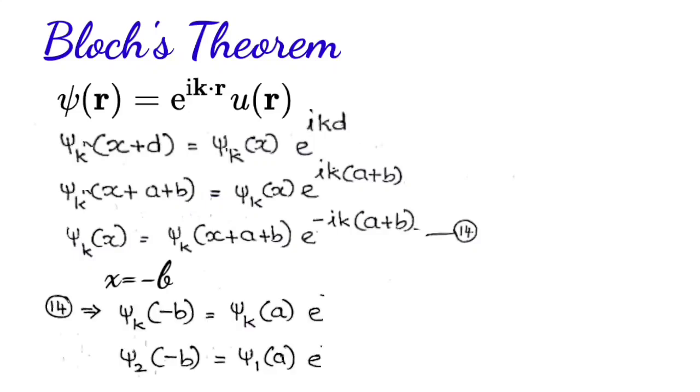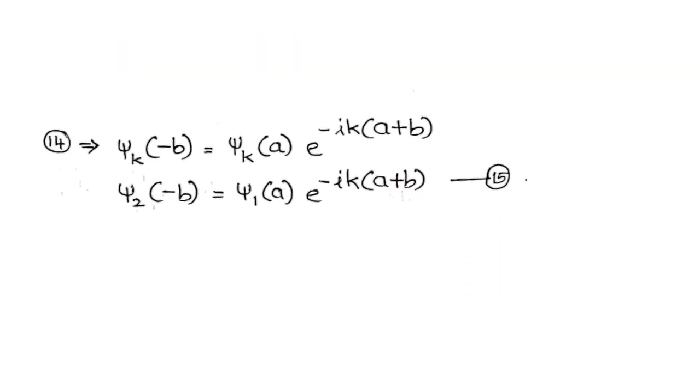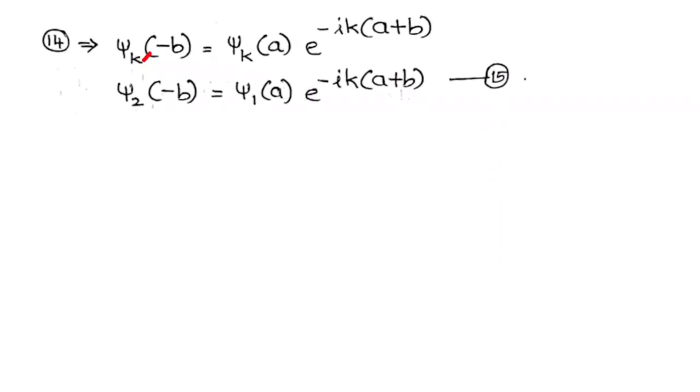So equation number 14 can be written as psi k of minus b equal to psi k of a into e raised to minus i k into a plus b. Here k is the wave number. Psi k of minus b is referring to the wave function in the barrier region. So psi k of minus b will be psi 2 of minus b.